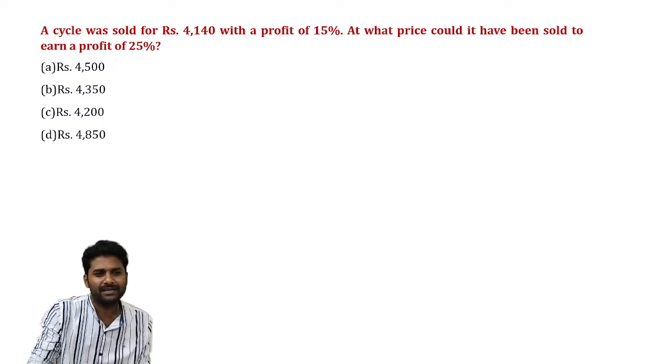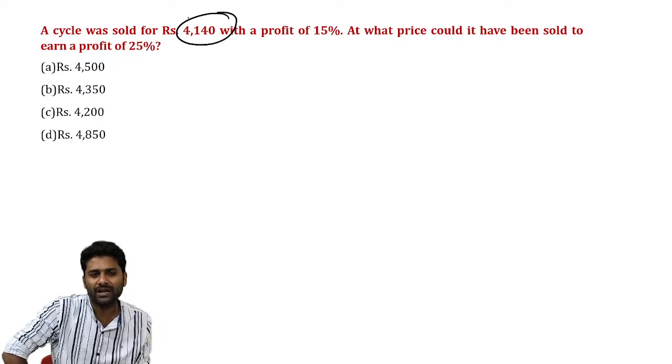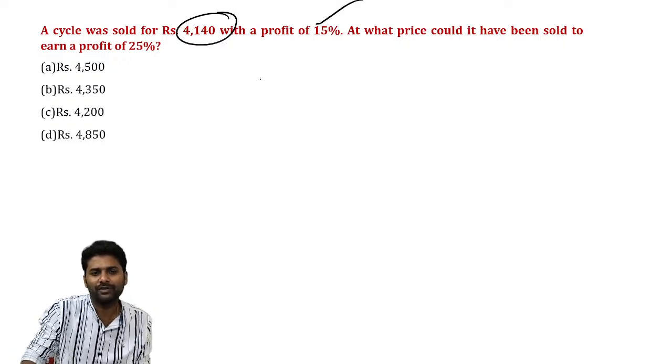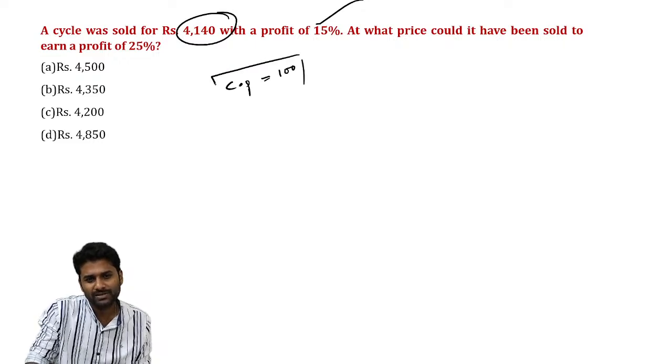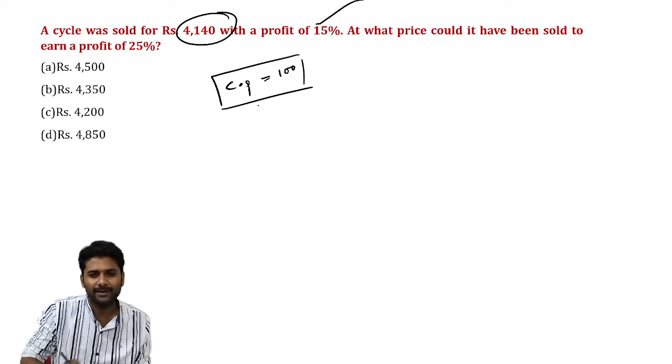Now see, a cycle was sold at 4,140, and they get a profit of 15%. So what price should it have been sold at to earn 25%? Let us take the data in this way. Let us assume that the cost price of the cycle is 100.